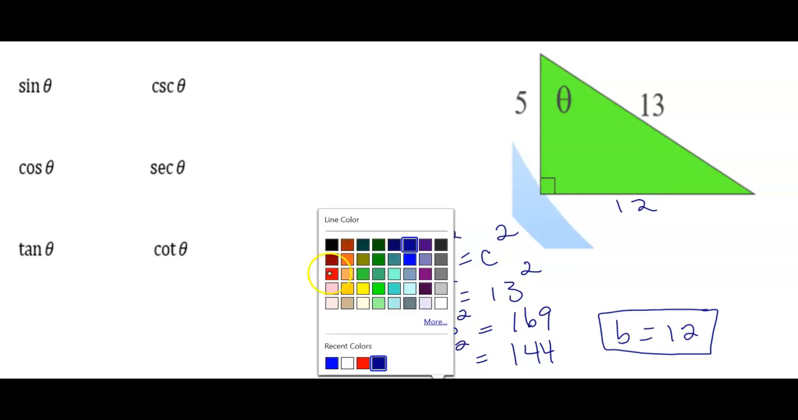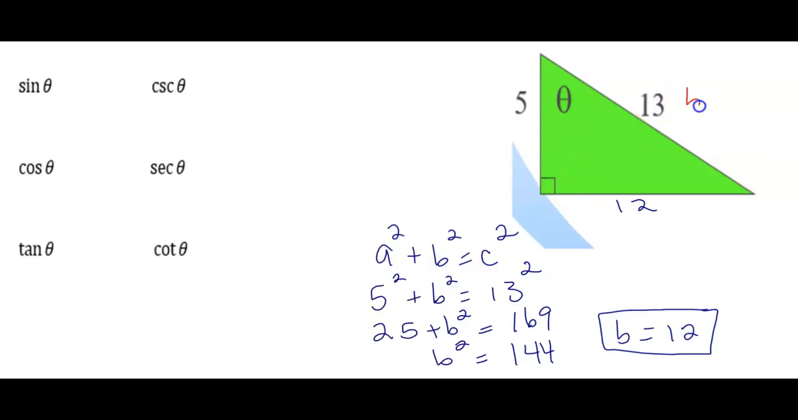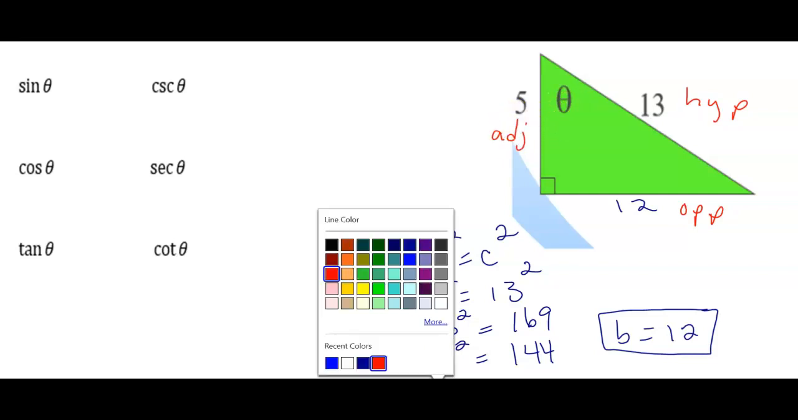Sometimes it's helpful to go in and label the sides with opposite, adjacent, hypotenuse. So across from my right angle, hypotenuse. Looking at theta, go across your triangle. This is opposite. Looking at theta again, right beside it, this is my adjacent. So now I can go ahead and fill in these ratios.